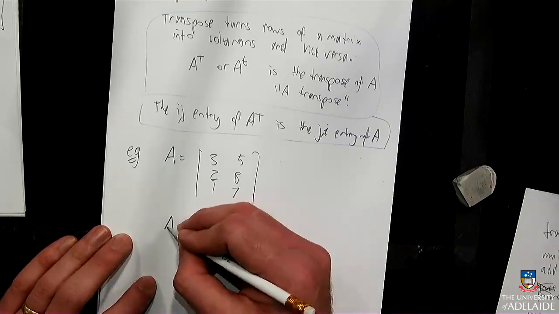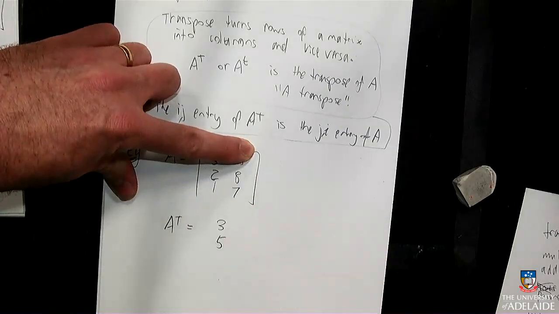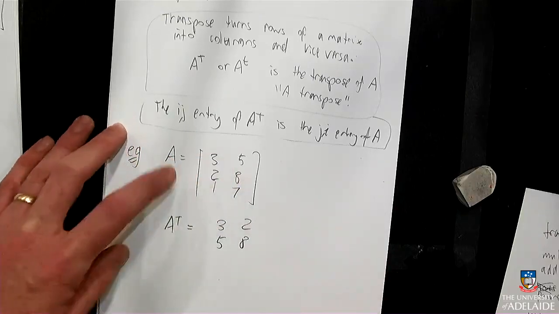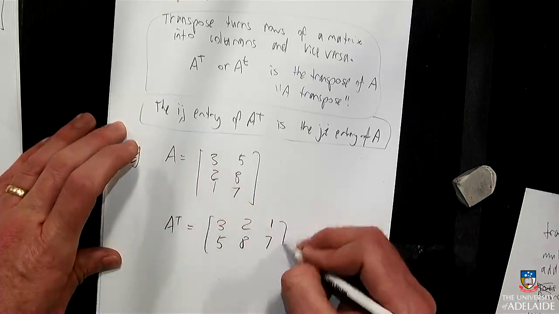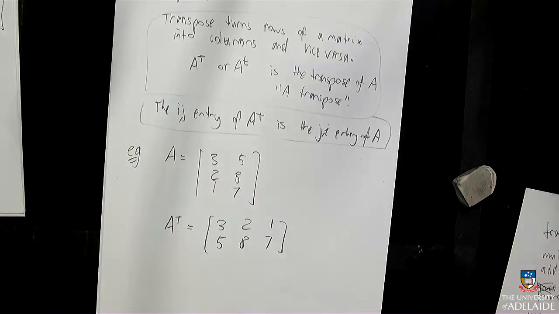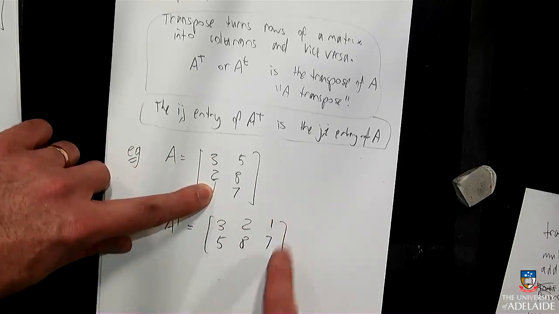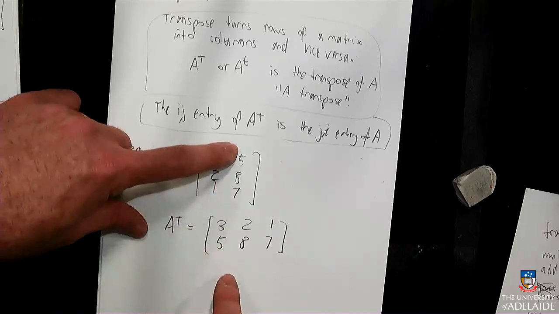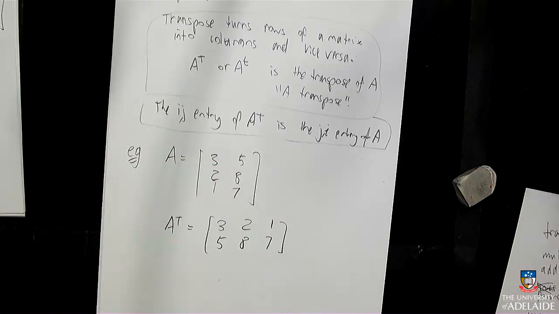A transpose, this first row 3, 2, 1 would become the first column 3, 2, 1. This second row 5, 8, 7 would become the second column 5, 8, 7. Alternatively, you could have done it this way. The first column 3, 5 becomes the first row 3, 5. The second column 2, 8 becomes the second row 2, 8. The third column 1, 7 becomes the third row 1, 7. And that's pretty much all there is to transpose.